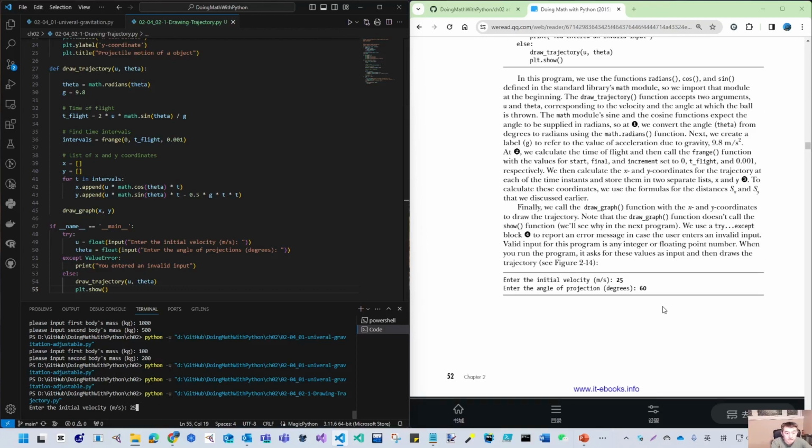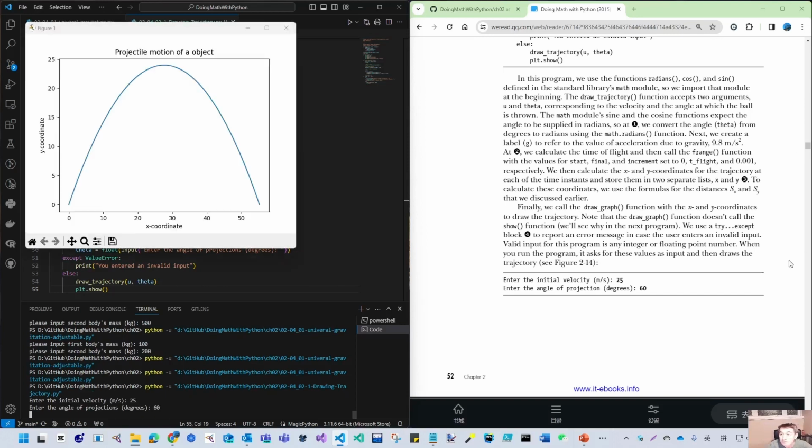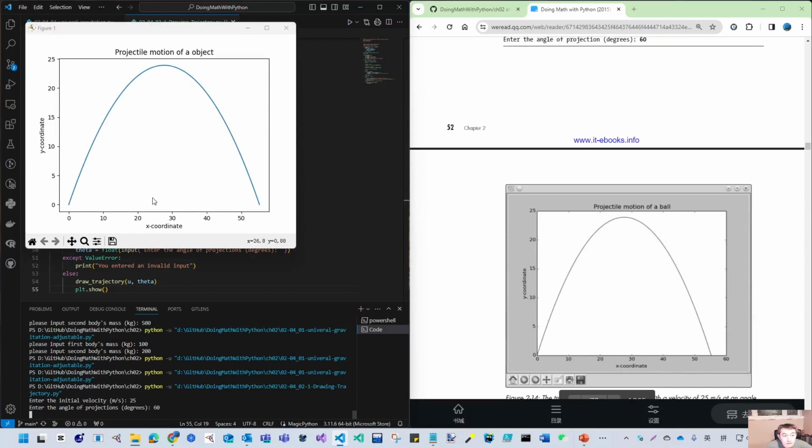25 meters per second, and then we give 60. So now I got this one. As I mentioned, the initial point now looks better than the plot graph in the book. So it's already optimized a little bit, but the shape is exactly the same.